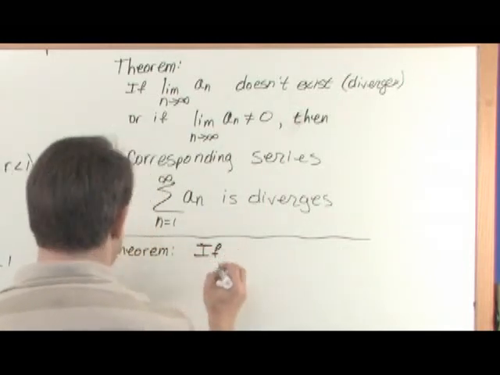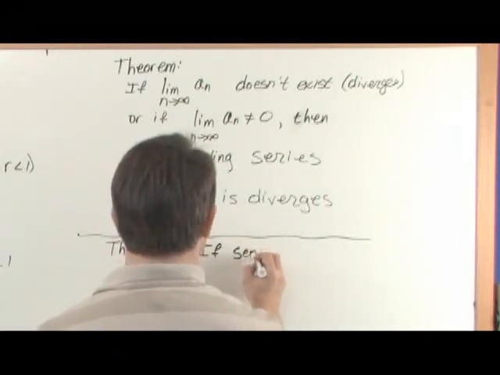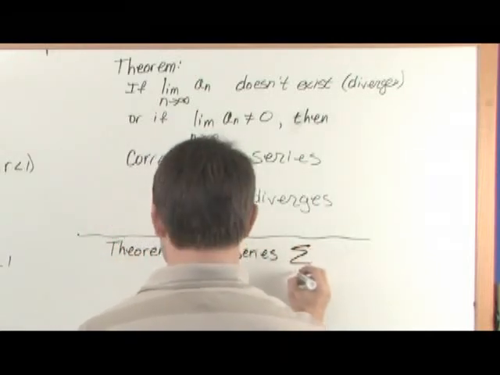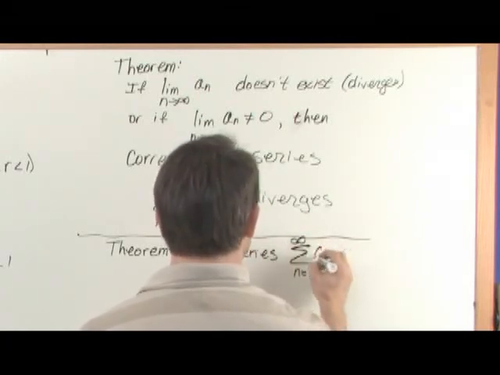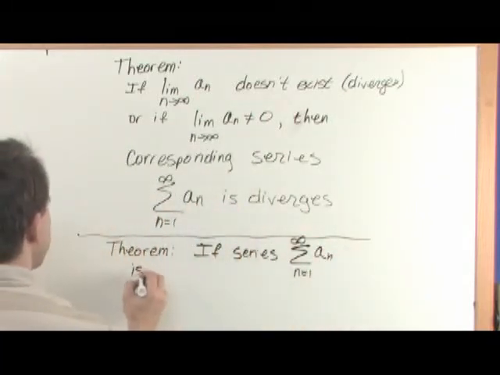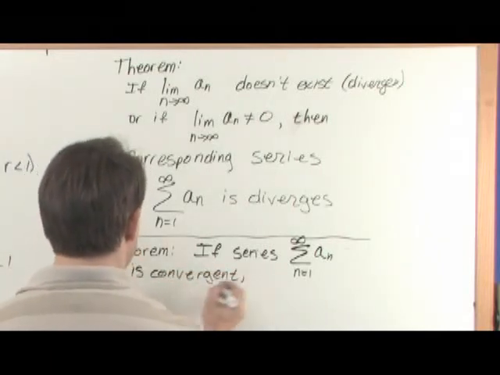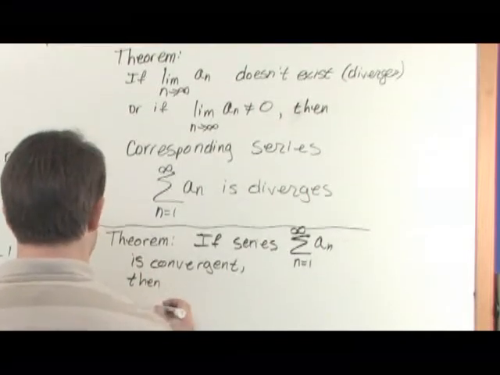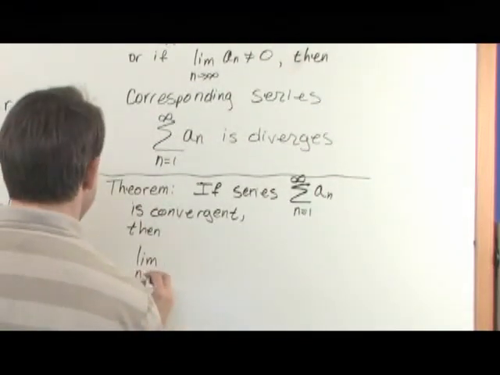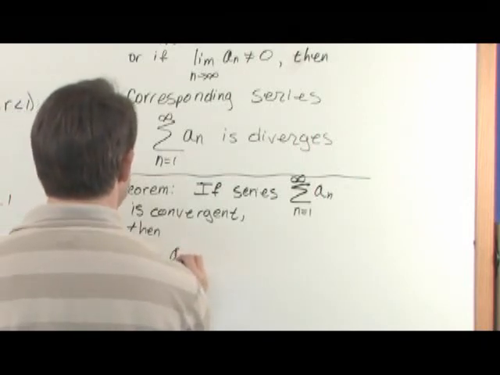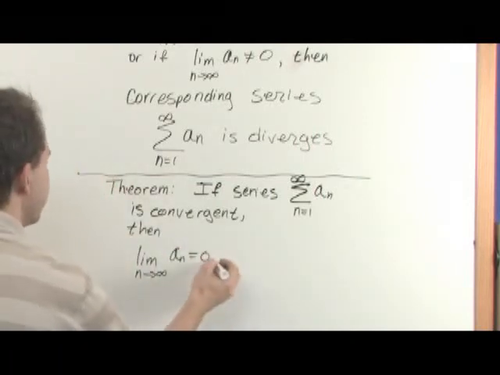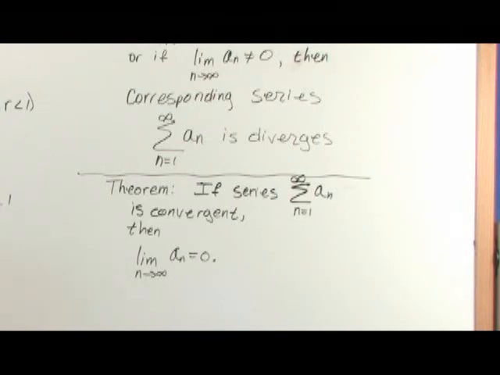If the series, which is the sum from n equals 1 to infinity of a sub n, is convergent, then the limit as n goes to infinity of a sub n is equal to 0. Okay? Let's read that one more time. If the series, which is the summation of all of the elements, actually converges, then we know for sure that the limit of the elements must have approached 0.